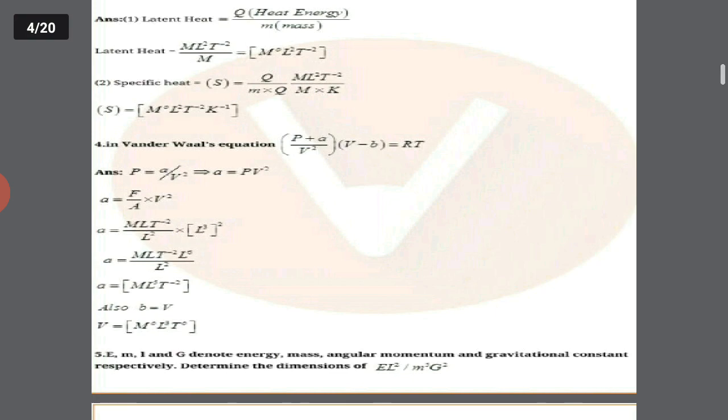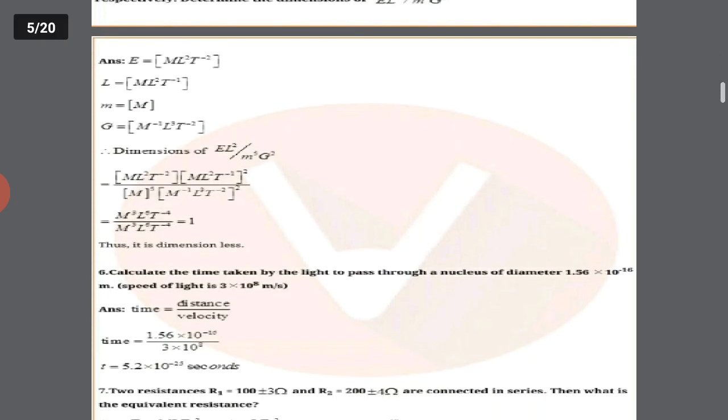In question number 5, E, M, L and G denote energy, mass, angular momentum and gravitational constant respectively. Determine the dimensions of E L square upon M square G square. Okay, let's find out the dimensions of the same.